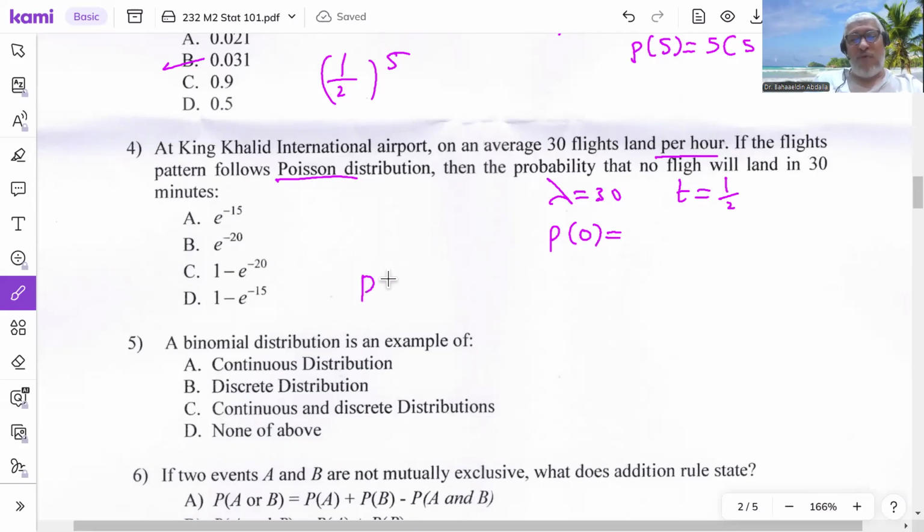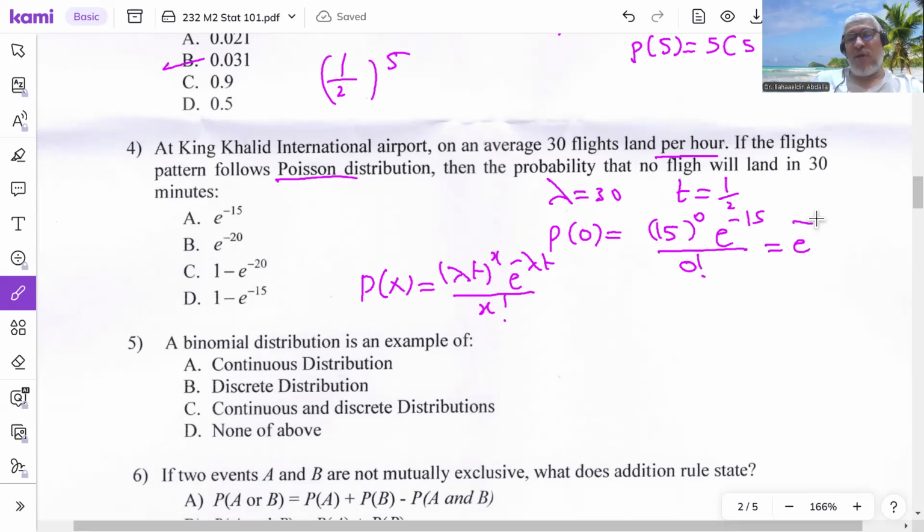Well, the formula for Poisson distribution, probability of x, is lambda t to the power x, times e to the power negative lambda t, over x factorial. So x here is 0, lambda is 30, t is half, so lambda times t would be 30 times half, which is 15, to the power 0, x is 0, times e to the power negative lambda t, which is 15, over 0 factorial. 0 factorial is 1, 15 to the power 0 is 1, so the answer is e to the power negative 15.